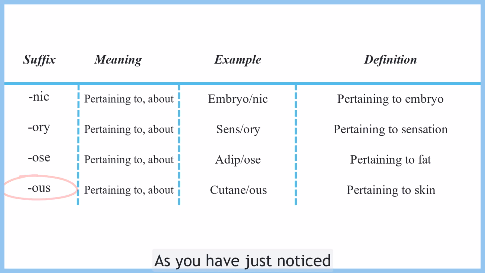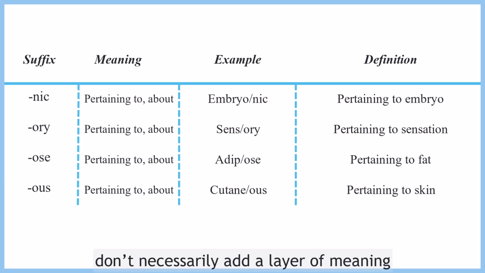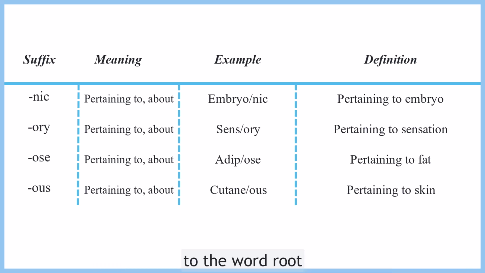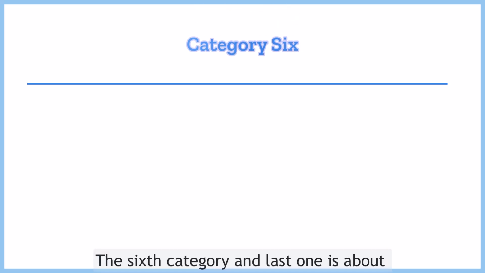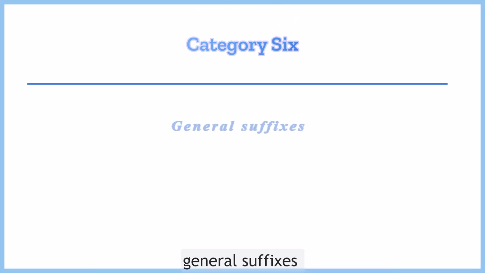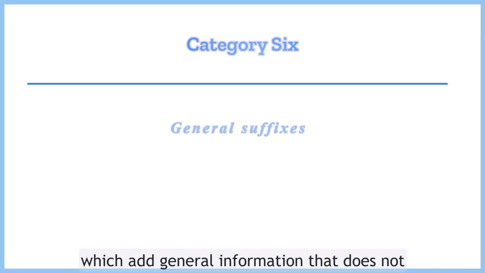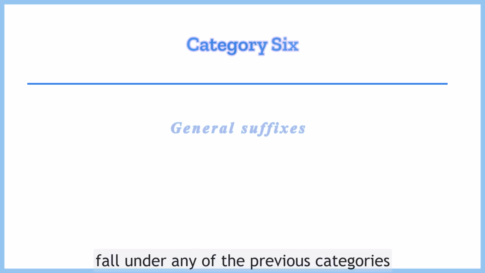As you have just noted, all of these suffixes don't necessarily add a layer of meaning to the word root, but they turn them into adjectives. This is their main function. The sixth category and last one is about general suffixes which add general information that doesn't fall under any of the previous categories.